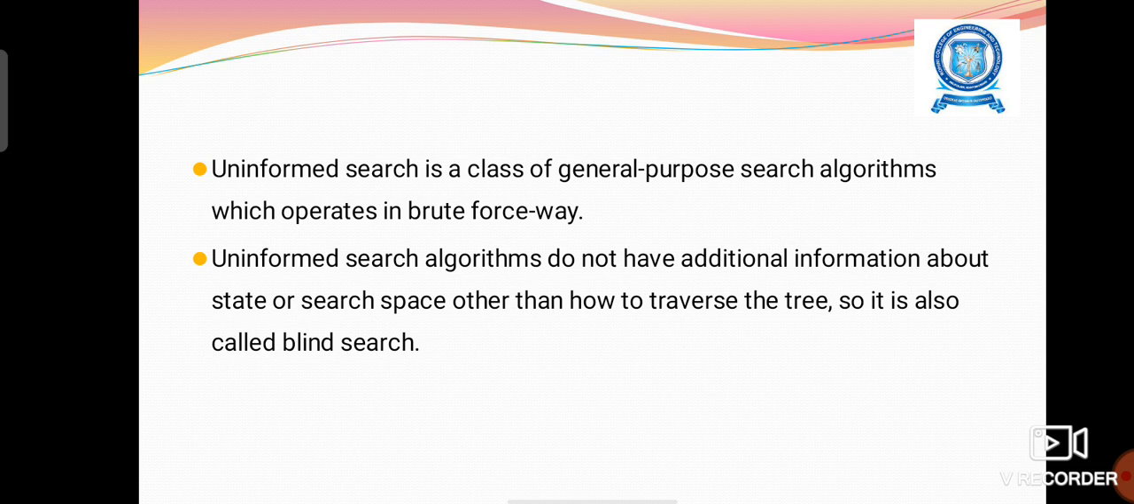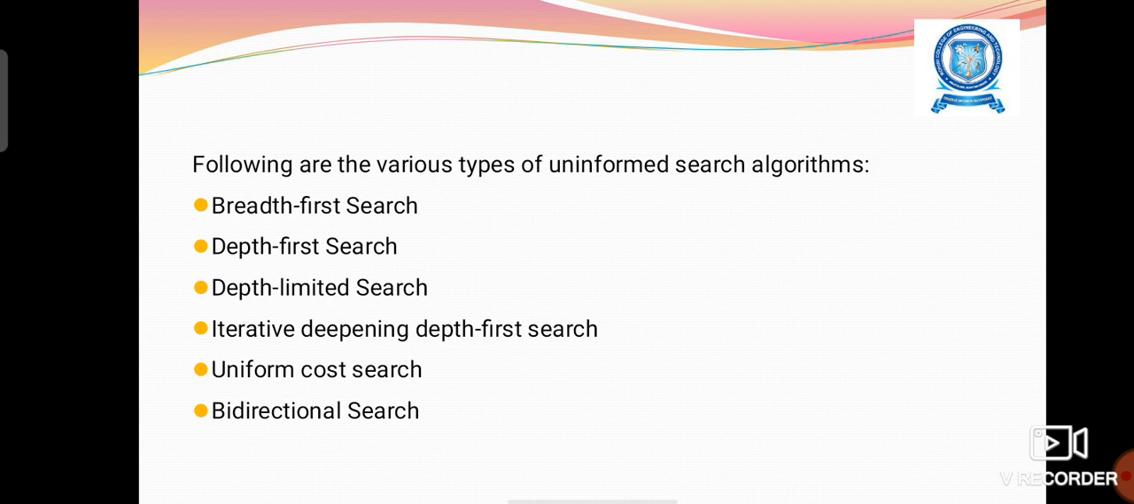Uninformed search is a class of general purpose search algorithms which operates in a brute force way. Uninformed algorithms do not have additional information about state or search space other than how to traverse the tree, so it is also called blind search. The following are the various types of uninformed search algorithms: breadth first search, depth first search, depth limited search, iterative deepening depth first search, uniform cost search, and bidirectional search.